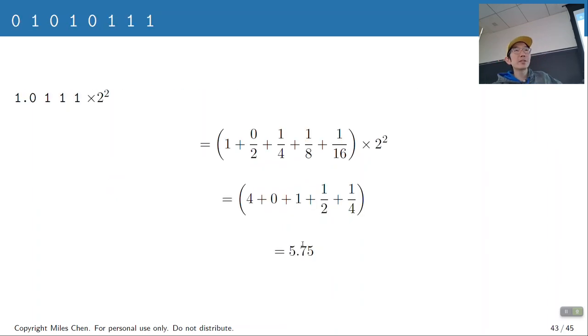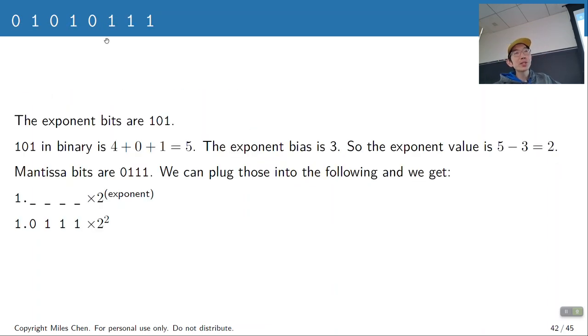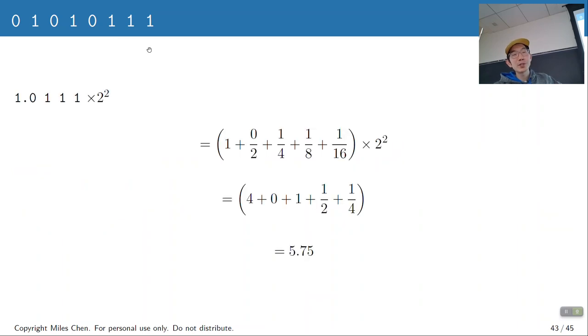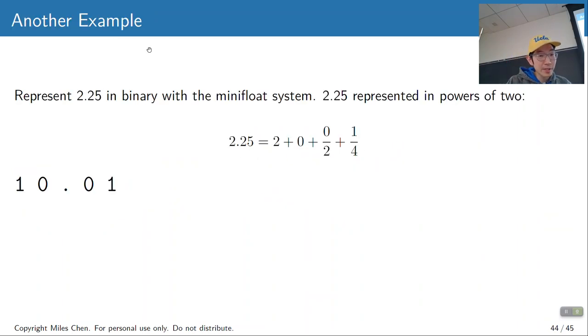Is that all right? Going from 0101, 0111 to 5.75, okay. All right, what about this? How would we represent 2.25 in our mini floating point system? 2 1/4, okay? 2 1/4 in decimal, the 2 would be a 10, and 1/4 would be 0.01, right? So 2 1/4, 2.25, would be 10.01.